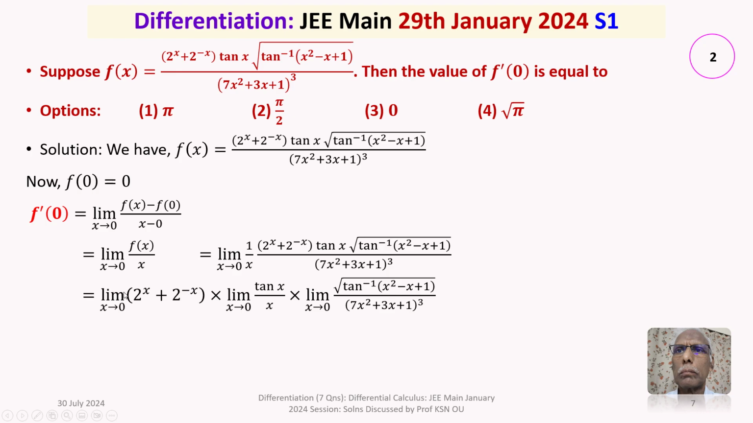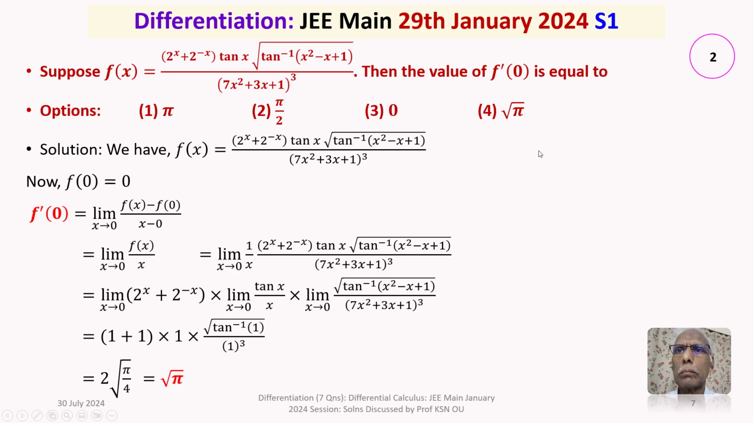Now for the first one, we substitute x equal to 0 because they are all continuous functions. For that reason, otherwise you have to evaluate. So this will be 1 plus 1, 2, into 1, into the limit as x tends to 0 of the square root of tan inverse of 1 by 1 cube. So that is 1 plus 1 is 2, into the square root of tan inverse 1, which is pi by 4. That will be root pi.